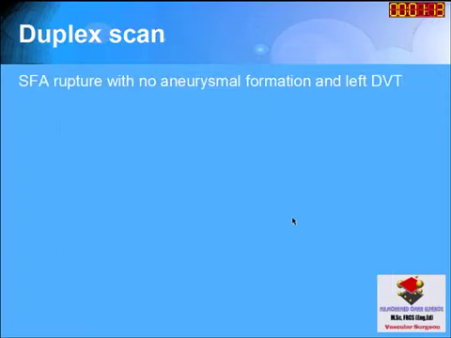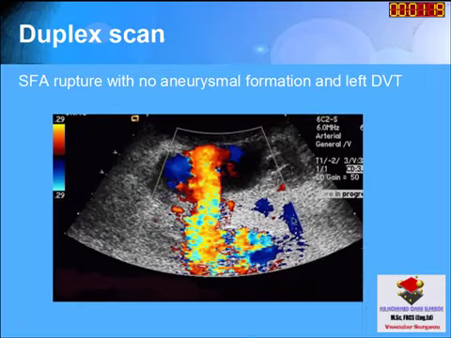At this stage, we diagnose him as having ruptured superficial femoral artery with no aneurysmal formation, which has been confirmed by duplex scan. Duplex scan had showed that this is the amount of rupture. Picture was not very clear due to the haziness on the left thigh, but there was no aneurysmal sac, and the whole thigh was pulsating.